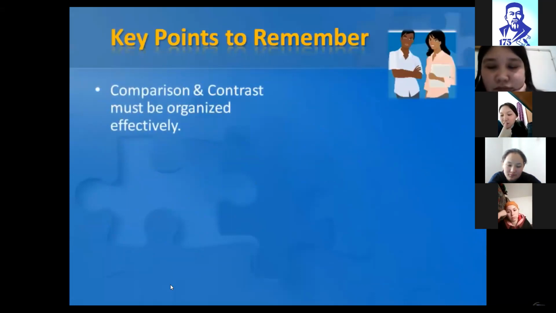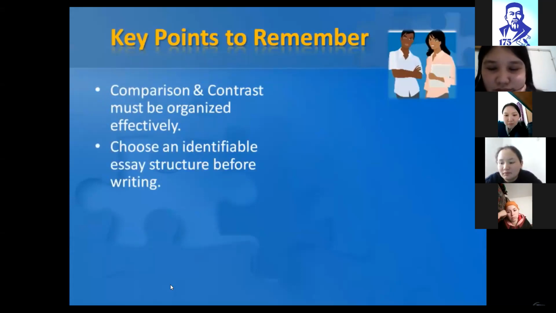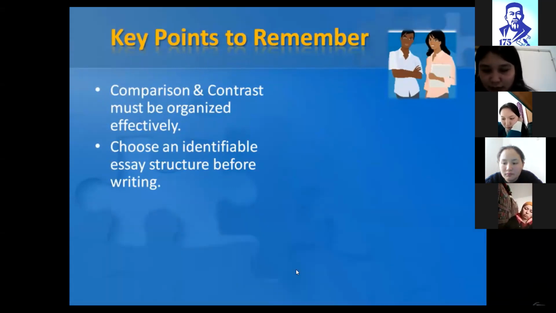Comparison and contrast must be organized effectively. I cannot stress that enough. Choose an identifiable essay structure before writing. If you do not, your essay will get confusing and your instructor will probably tell you you lost it here. You were talking about this, then you started talking about that, and they're not true comparison and contrast between these two objects. So organize first.